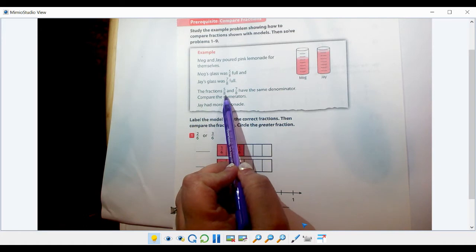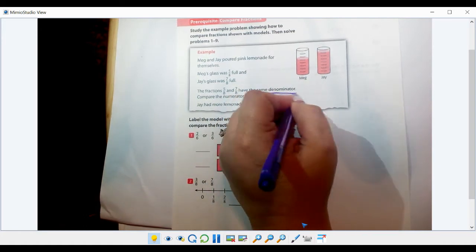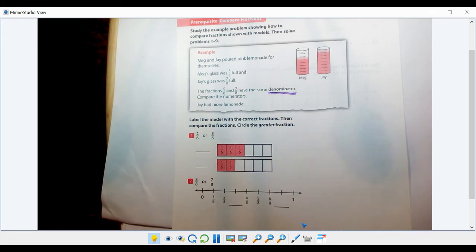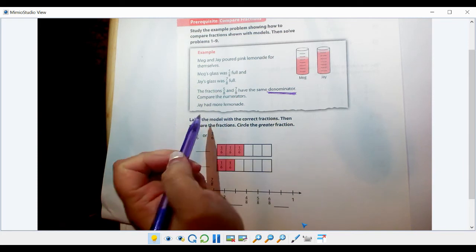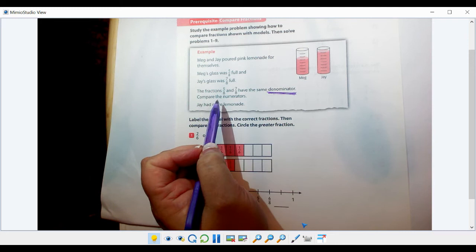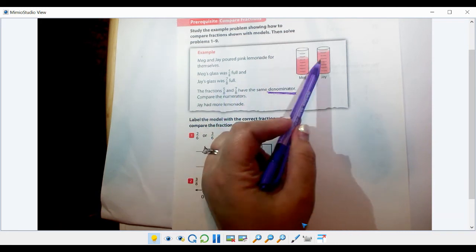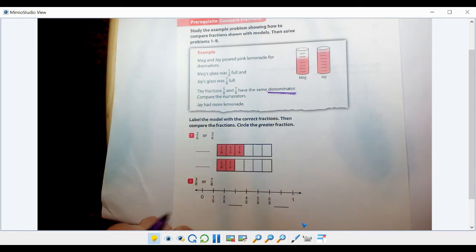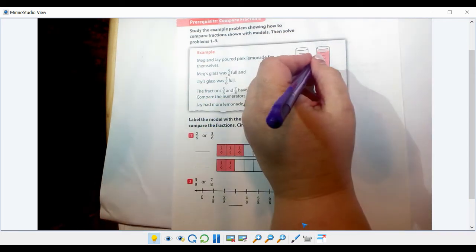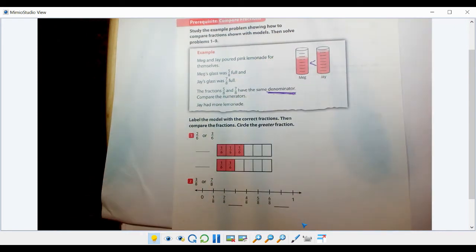The fractions 5/8 and 7/8 have the same denominator. Remember, that's our bottom number in a fraction. It's telling us how many equal parts it's broken into. Compare the numerators. So if my denominators are the same, I can just look at the numerators. And I know that 5 is less than 7. So if I were using symbols, it might look like this. 5/8 is less than 7/8.